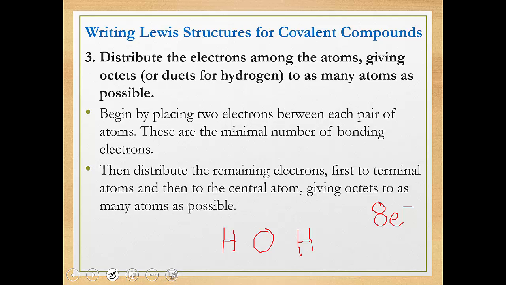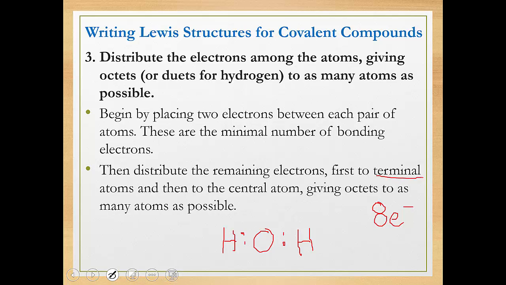All right, so I'm going to begin by placing 2 electrons between each pair of atoms, just because I know I have to have a bond. I have to have at least one set of bonding electrons, and I may need to come back and fill that in later, but I'm not going to worry about it right now. Now I distribute the remaining electrons. First I go to what are known as the terminal atoms.